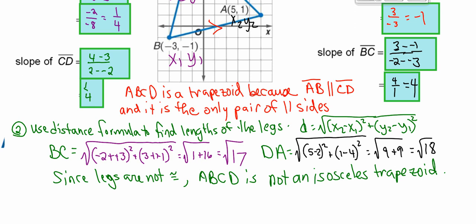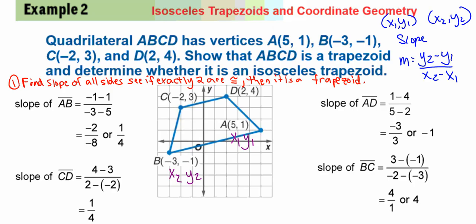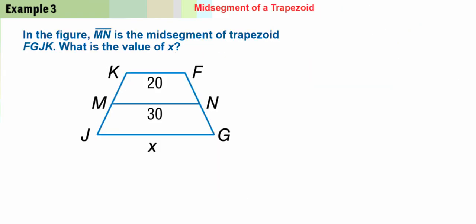Okay, moving on. Here's problem number 3. And for problem number 3, we know the midsegment and one of the other sides, and we have to find the missing side. Okay, so this is number 3. In the figure, segment MN is the midsegment of trapezoid FGJK, and what is the value of x?